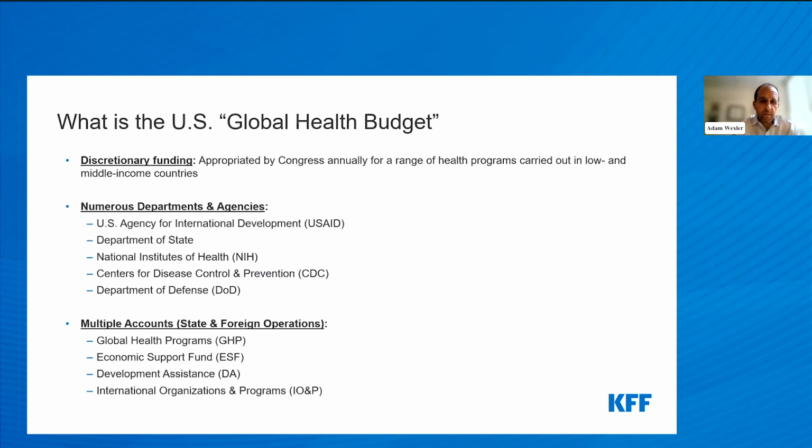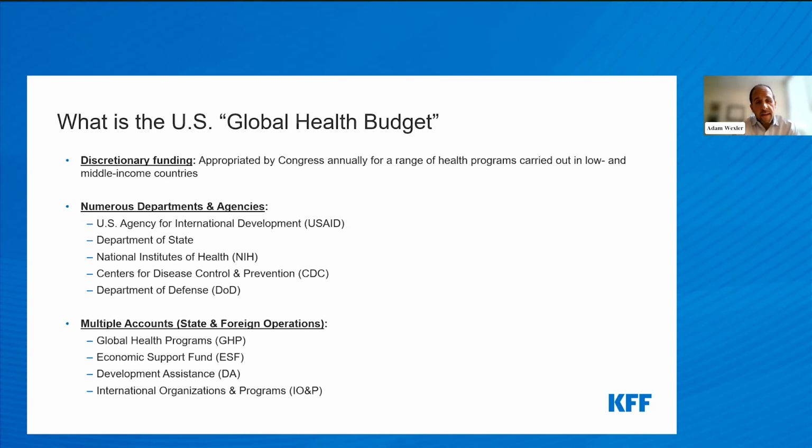So what is in this large envelope of funding going to global health? Well, the first thing to point out, and I know that many on this presentation are already very well aware of this, the U.S. Global Health Budget is discretionary funding, meaning it's appropriated by Congress on an annual basis for a range of health programs carried out in low and middle income countries. So this funding is really determined annually by Congress and shows what the political commitment is to these types of activities and programs.